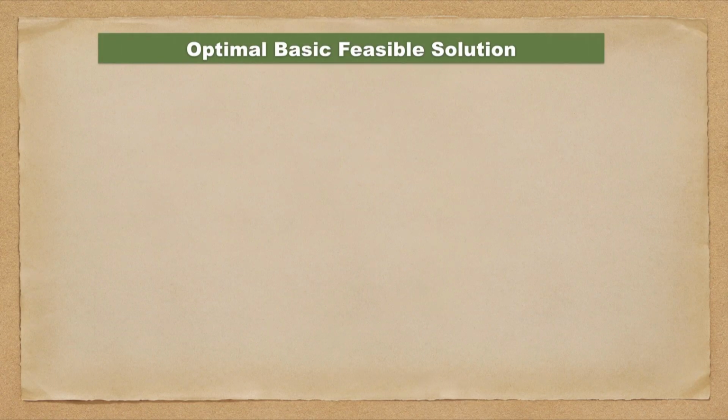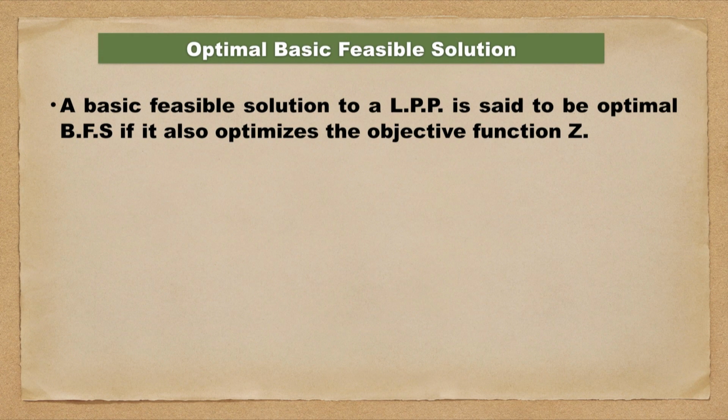Now, I am coming to the next definition. This is the optimal basic feasible solution. A basic feasible solution which also optimizes the objective function of LPP is called the optimum basic feasible solution.